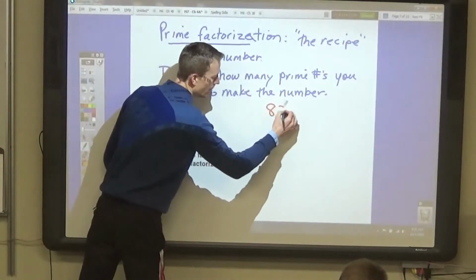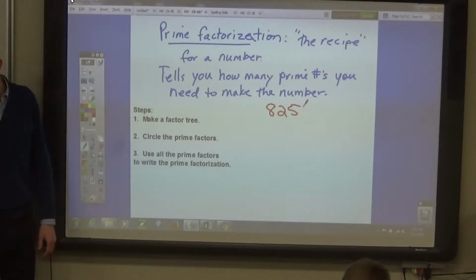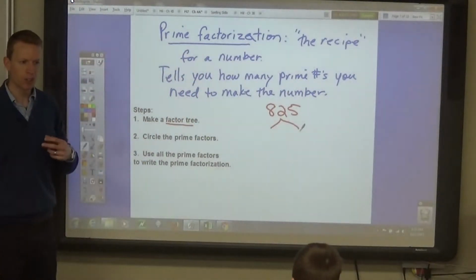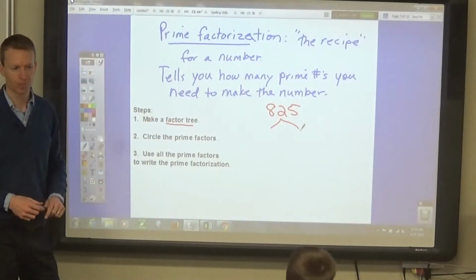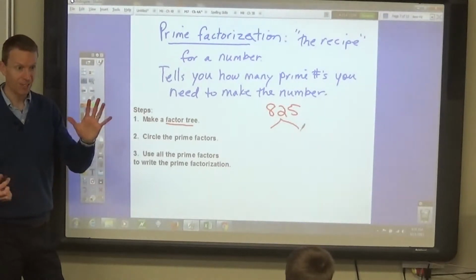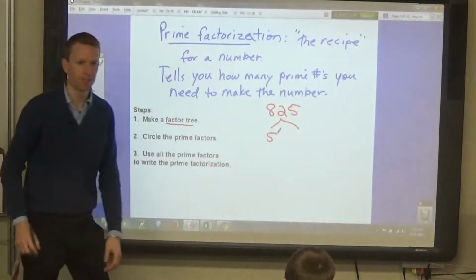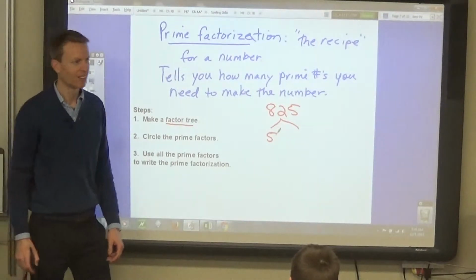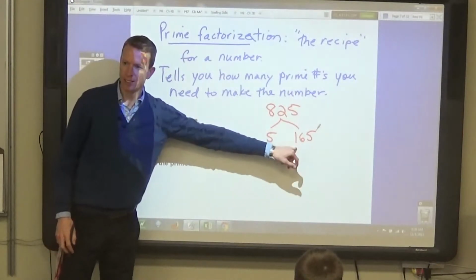So let's say that you have a number that you know is composite. And you need to write the prime factorization. Now what? Well, you have to make a factor tree. So you have to factor the number. Okay? Here's how you factor the number. You pull prime numbers out of the number. So what prime numbers go into 825? Well, it ends in a 5, so we know 5 is a factor, right? So let's pull how many 5s go into 825? 165. So we divided. 825 divided by 5 is 165.